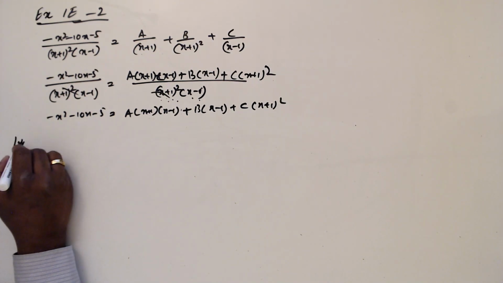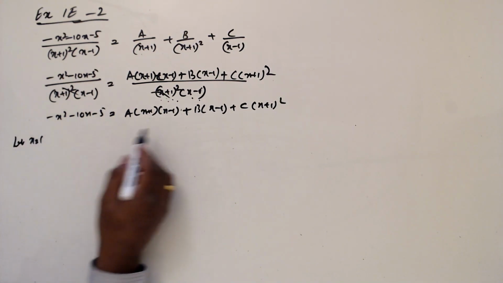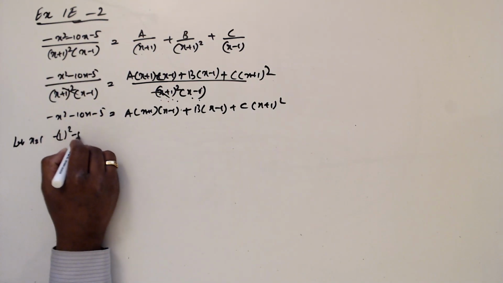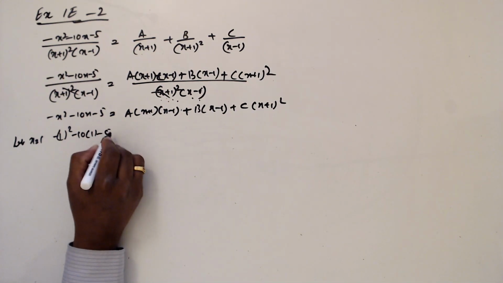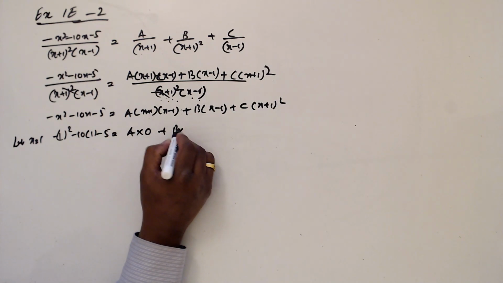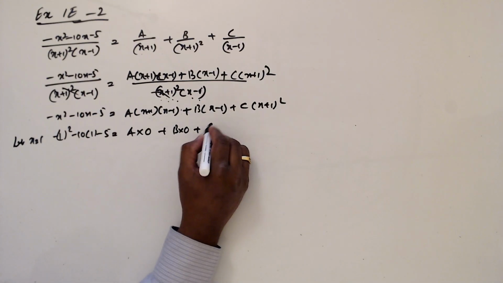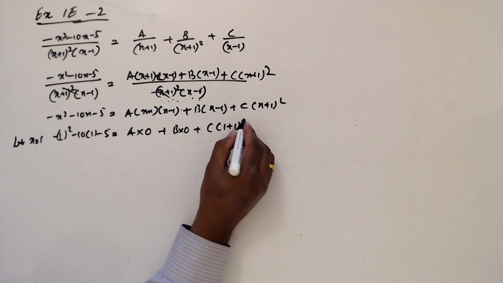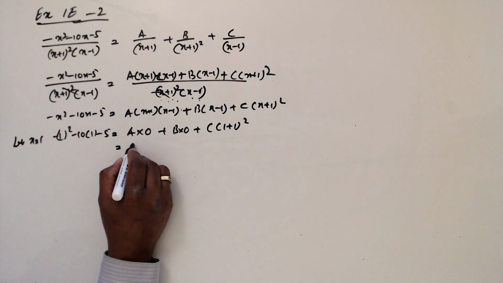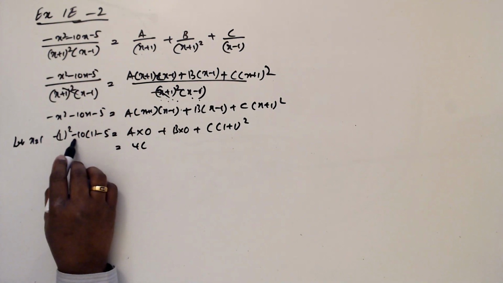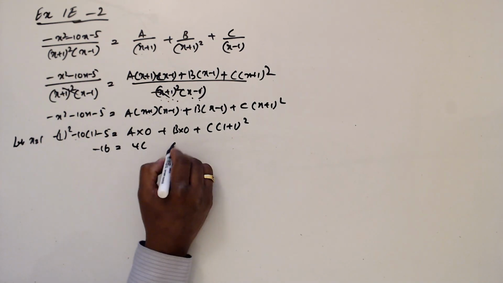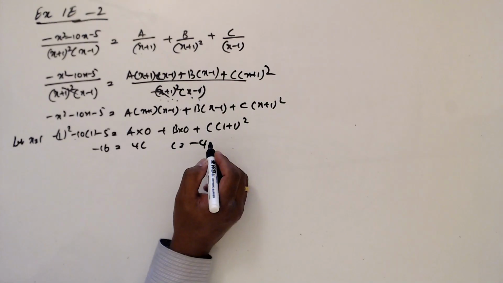Let's take x equals 1, so this is going to cancel out, then minus 1 squared minus 1 minus 5 equals A times 0 plus B times 0 plus C times 1 plus 1 squared, so 2 squared. This is going to be 4C equals minus 7, so C equals minus 7 over 4.